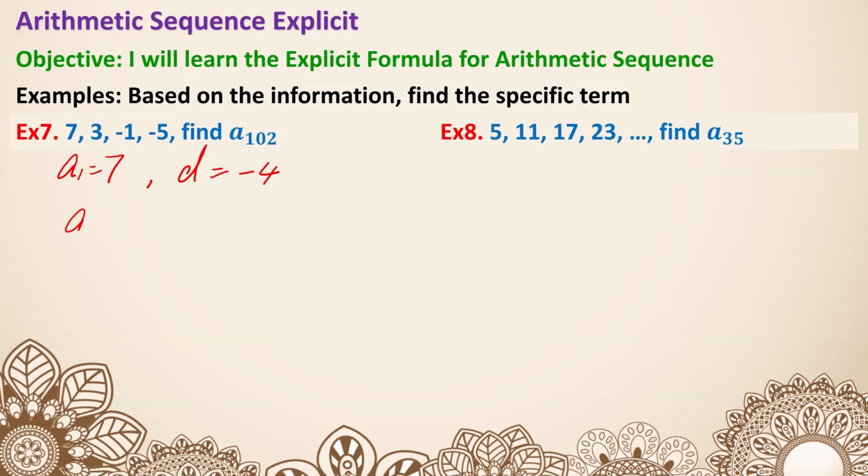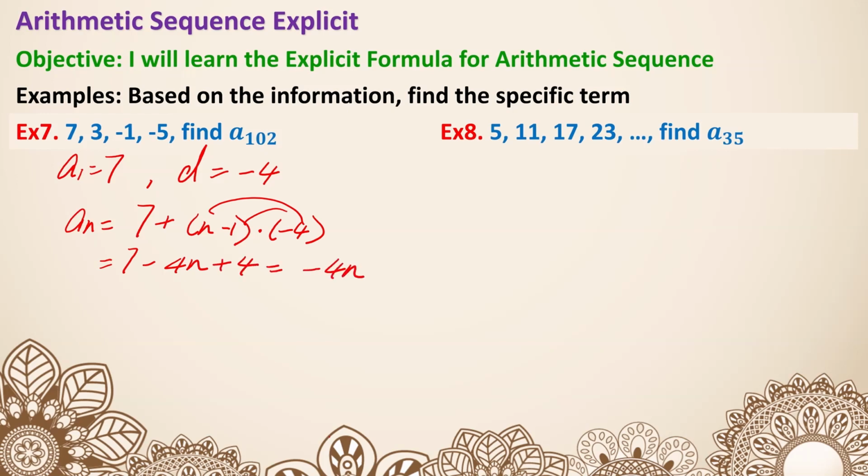Now we can write the formula. A sub n equals 7 plus n minus 1 times negative 4. Distribute. 7 minus 4n plus 4 simplifies to be negative 4n plus 11. Now it's asking you to find A sub 102. You can totally choose to use the recursive formula. That means you need to find the previous 101 terms. So instead, the explicit formula is for sure faster.